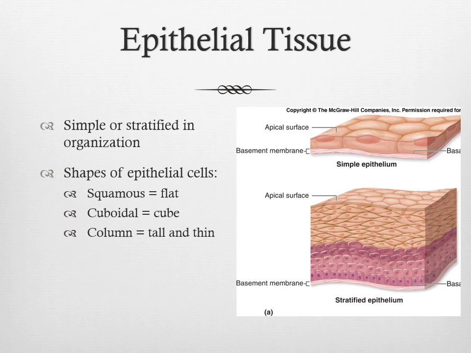They're flattened out. When we look at them under a microscope, they tend to look like they're wider than they are tall. And so these cells are going to be kind of like this. Cuboidal cells, as the name kind of implies, look like a cube or a square under a microscope. Columnar cells are taller than they are wide, and so they have the appearance of a column on them.